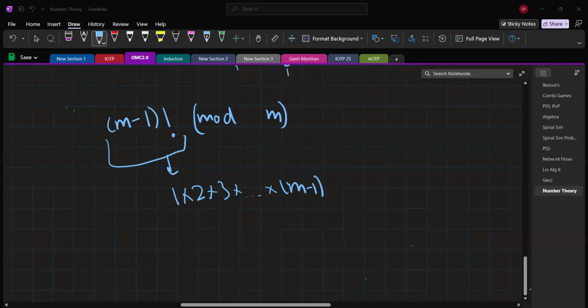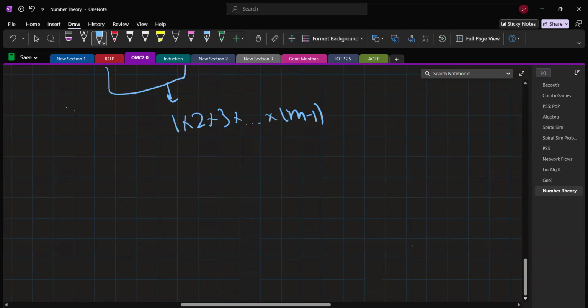So let's look at some small examples. Like m equal to 1, nobody cares. M equal to 2 is also very easy, because m minus 1 factorial is just 1. What happens when m is 3?